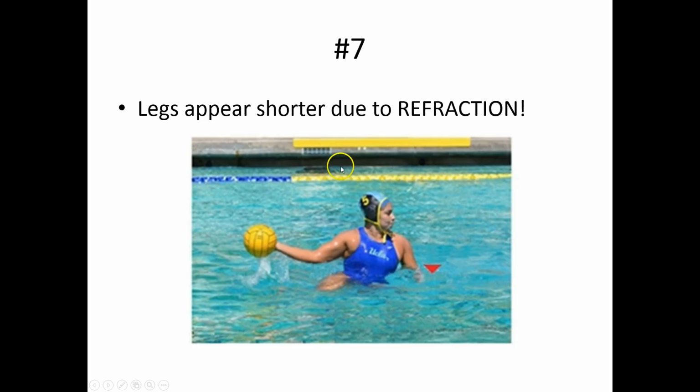For number 7, if you look at somebody in the water, their legs will appear shorter due to that refraction effect.